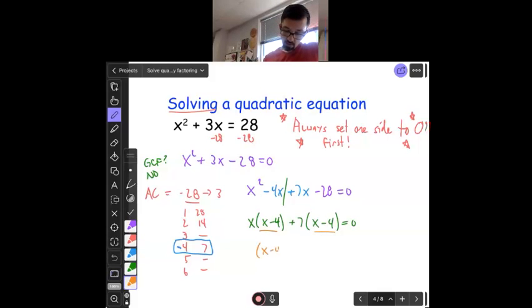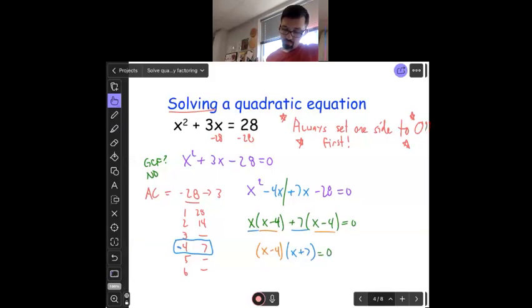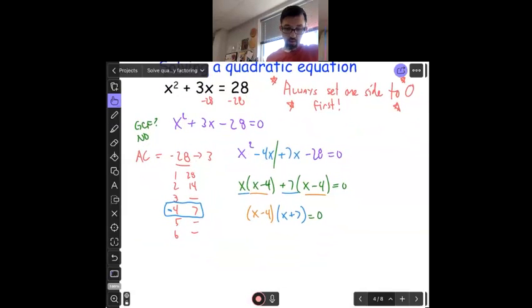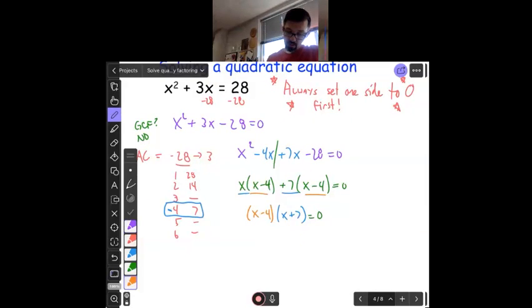So the x minus 4s go together. And then the leftovers, the x and the plus 7 go together. Still equal to 0. Don't lose that. Okay. And that last step, set each one of those equal to 0. What would x have to be in order to make this 0? Easy equation to solve.